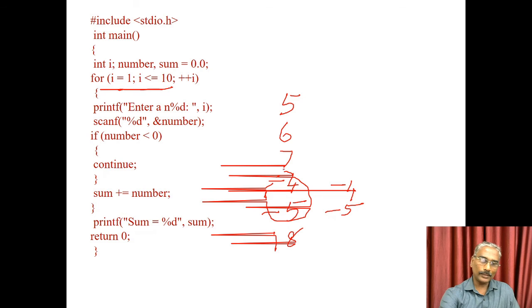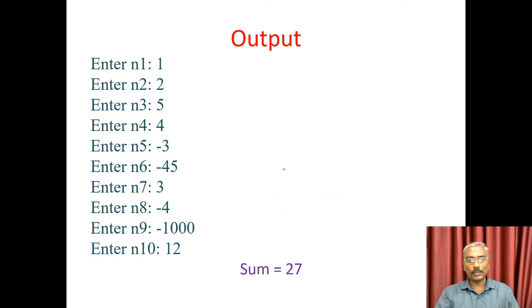So now let us see the output of this. You are having several inputs. You are getting the 10 n values. 1, 2, 5, 4, minus 3, minus 45, 3, minus 4, minus 1000, 12. Okay, the sum is 27.